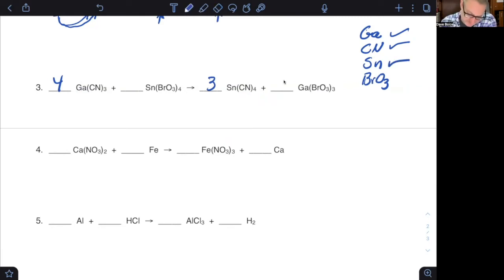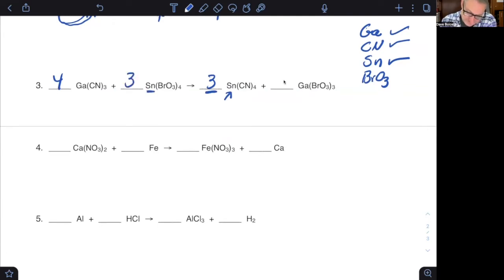Okay, let's take a look at SN. I've got 3 here because I put a 3 in front as a coefficient. I have 3 of these and I have 1 on this side. So I'm going to go ahead and put a 3 here, and that balances these. And then finally, my last polyatomic, BrO3, I have 3 on this side. And on this side, because that 4 is there, 3 times 4 is 12. And so just like on the other one, if I put a 4 here, 4 times 3 is also 12.